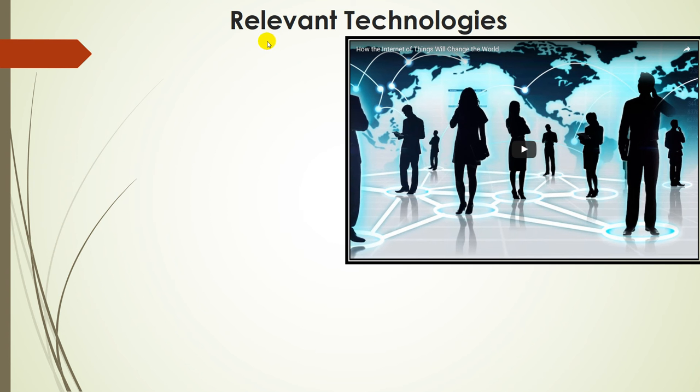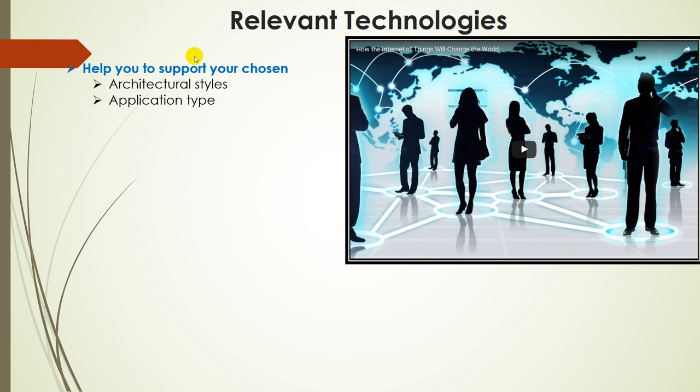The next step is choosing the relevant technologies. When choosing the technologies you will use in your design, consider which will help you to support your chosen architectural style, your chosen application type, and the key quality attributes for your application.